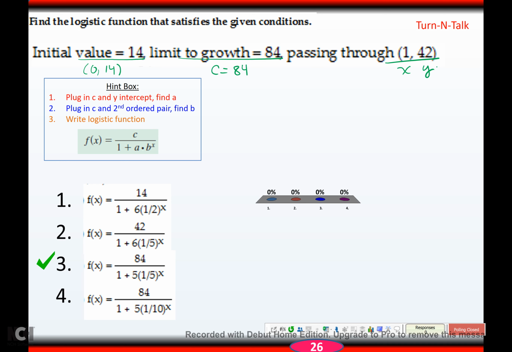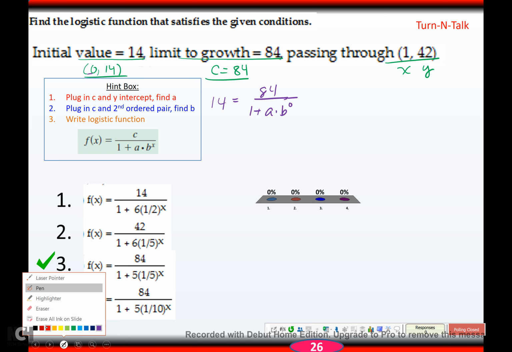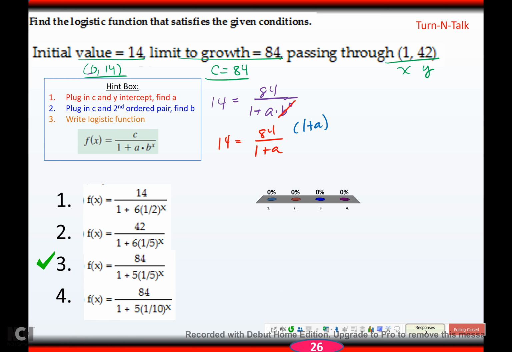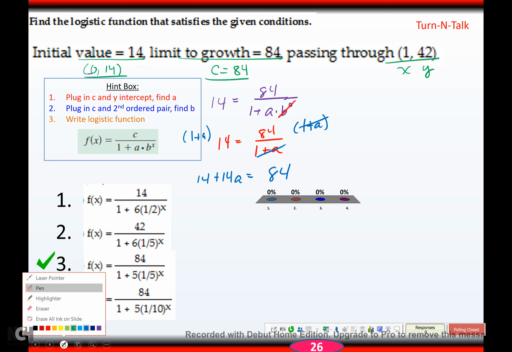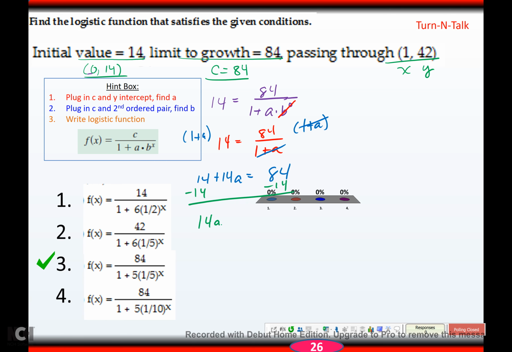So my first step is to plug in c and the y-intercept, which is 0, 14. So 14 equals 84 over 1 plus a times b to the 0. And that's why we always pick that, because otherwise we still have 2 variables and algebra doesn't work. But b to the 0 is 1, so 14 equals 84 over 1 plus a. I've got to solve for a, but I have to get rid of fractions first, so I'm going to multiply both sides by 1 plus a. That gives me 14 plus 14a, those cancel, equals 84. So to solve for a, I'm going to subtract 14, I get 14a equals 70, divide by 14.